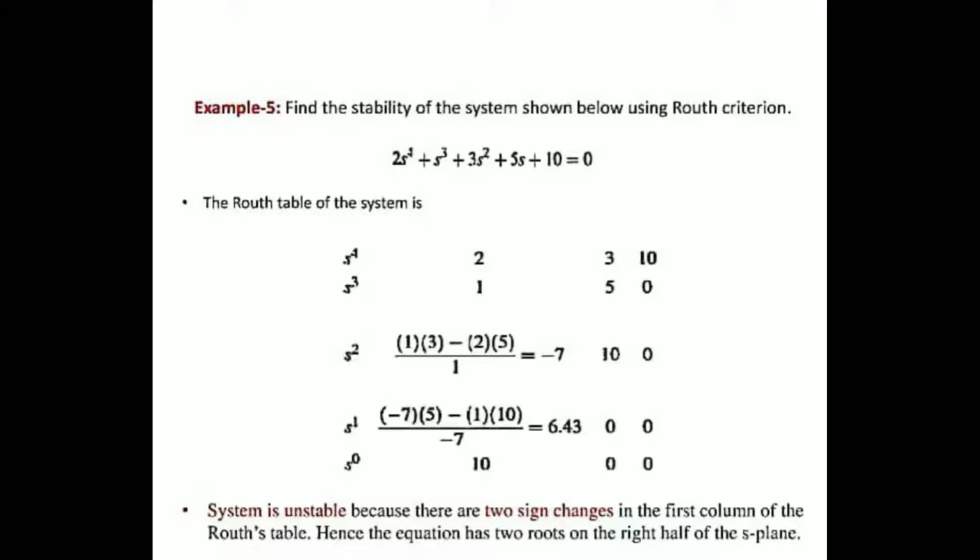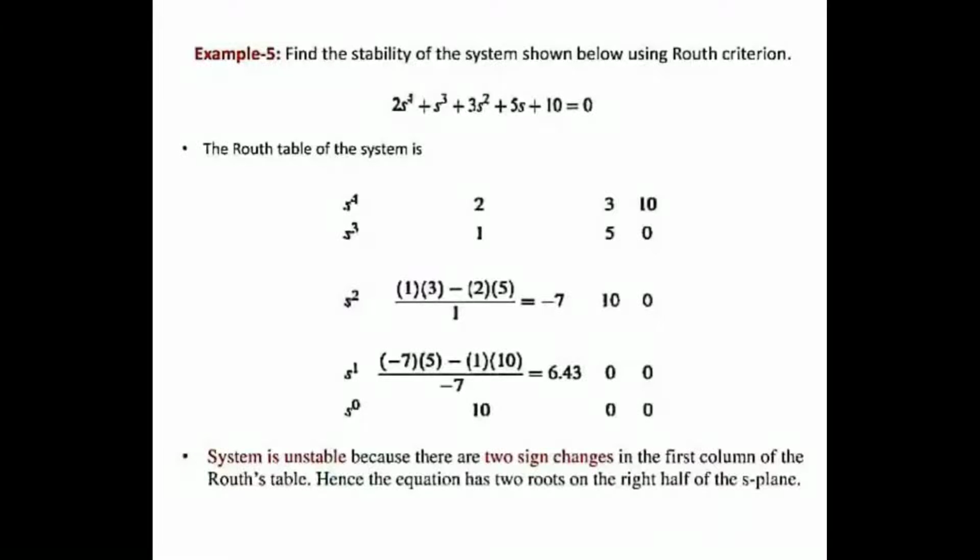A similar example is given with the characteristic equation 2s raised to 4 plus s cube plus 3s square plus 5s plus 10 equal to 0. It starts from the s raised to 4 row and ends with the s raised to 0 row. The first row elements are 2, 3 and 10. The second row elements are 1, 5 and 10. The next row elements are calculated as 1 into 3 minus 2 into 5, divided by 1, which becomes minus 7. The next element is 1 into 10 minus 2 into 0, divided by 1, which becomes 10.